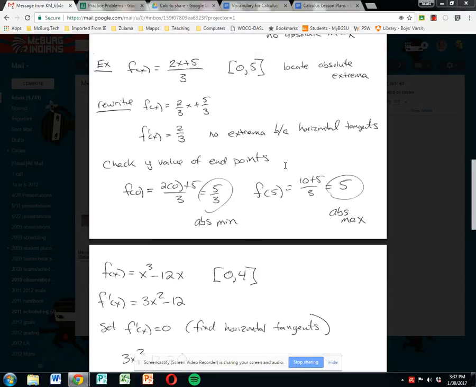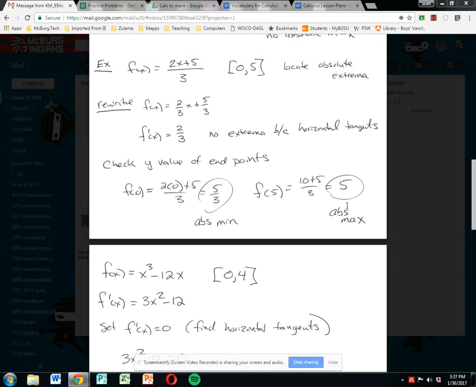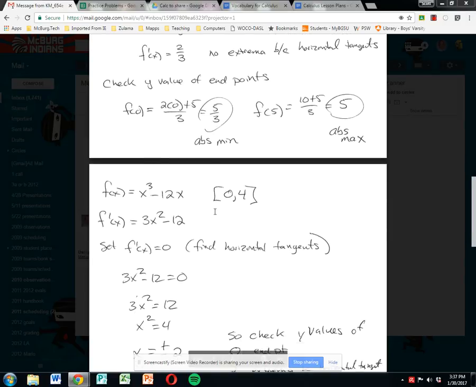So then we just check the Y value of the endpoints. We plug in 0, and the Y value is 5/3. We plug in 5, and again, this is to the original equation, and we see that the Y value is 5. So therefore, 5 is the absolute max, and 5/3 is the minimum Y value.